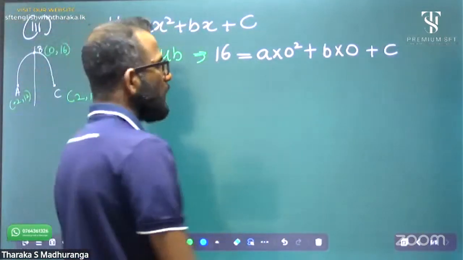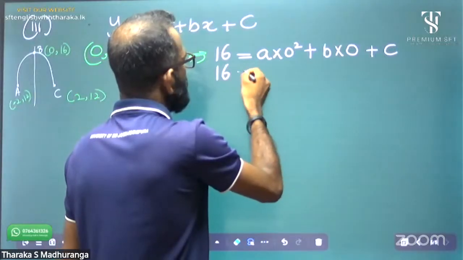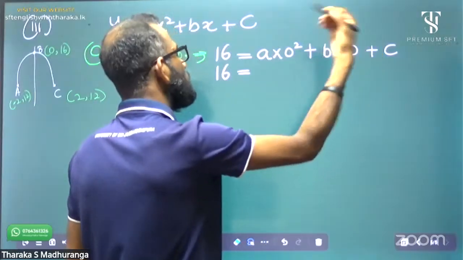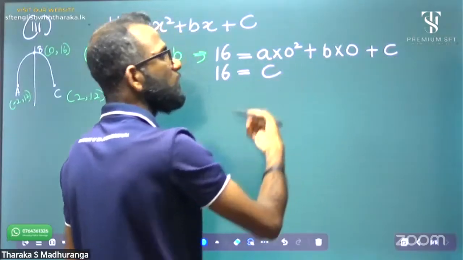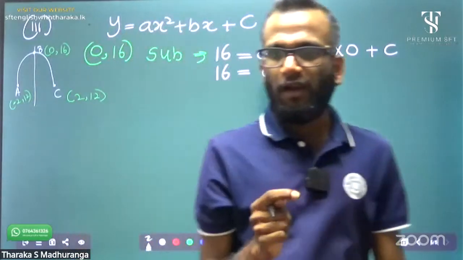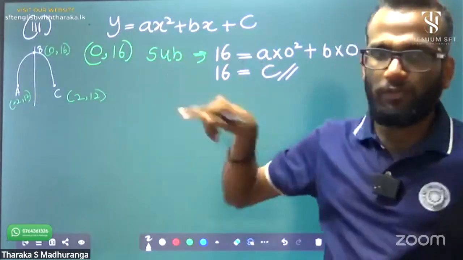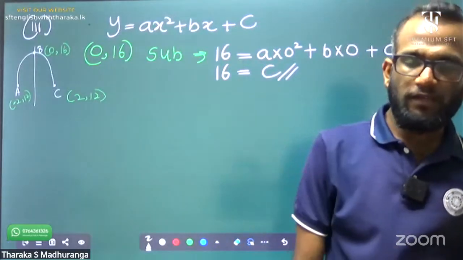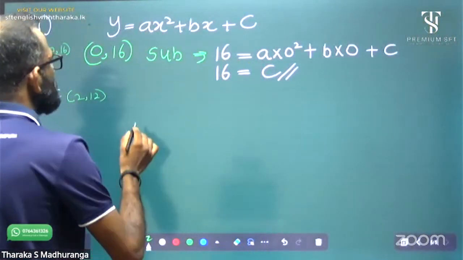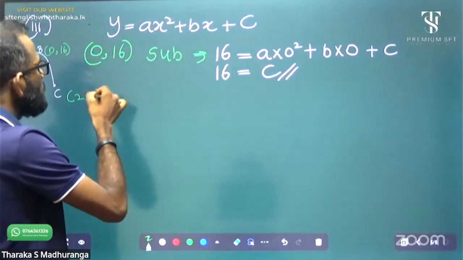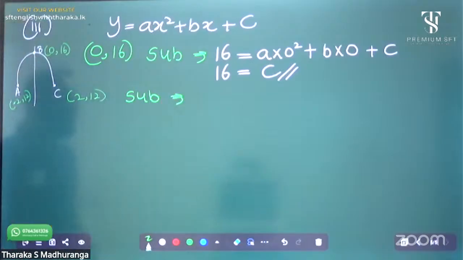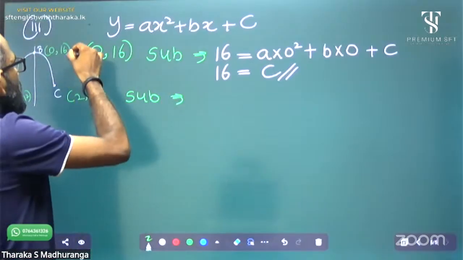Okay, within one step we can say a into 0 squared is 0, b into 0 is 0, c. Now c equals 16. This is our first achievement. In the first step, I got the c value. C equals 16. In the second step, I am going to substitute this point, 2 comma 12, into the common equation.